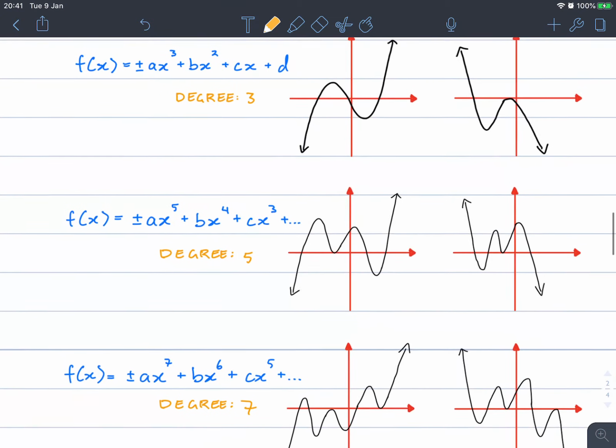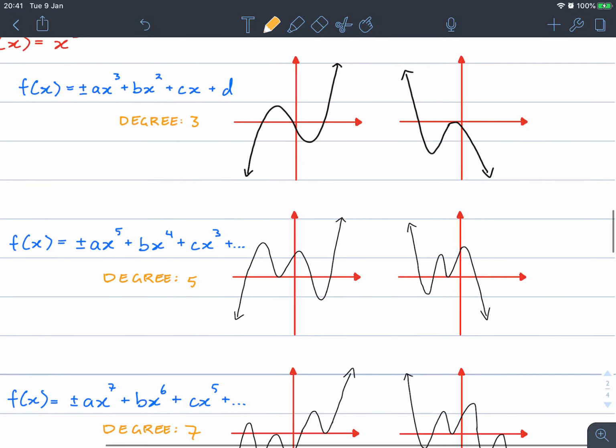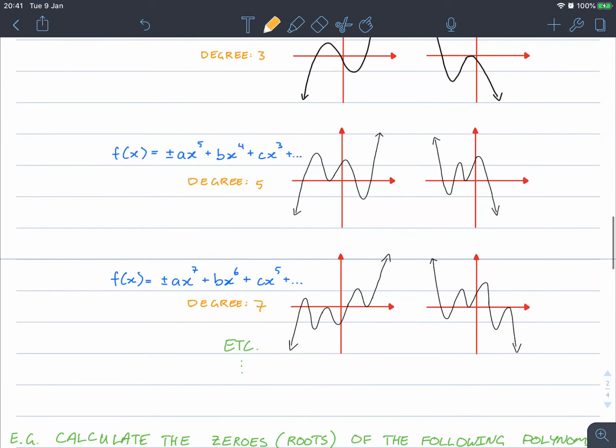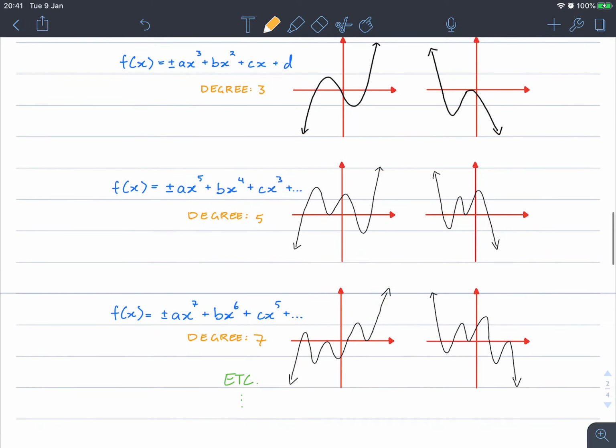Now take a look at degree 5. It enters from below, exits from above, but in between, there are different turning points. Notice the similarities between x to the power of 3 and x to the power of 5. And if it's negative, it enters from above, exits from below, but it has lots of little turning points in between. And likewise with degree 7, degree 9, degree 11, degree 13, and so on.